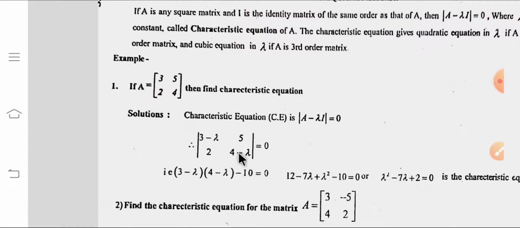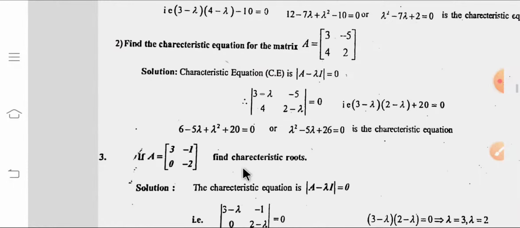Now this is the determinant expansion: (3 - lambda)(4 - lambda) - 5 times 2, which is 10. So the expansion comes: 3 times 4 is 12, next 3 plus 4 is 7, so 7 times minus lambda, minus 7 lambda, plus lambda times lambda, lambda squared, minus 10 equal to 0. Therefore lambda squared minus 7 lambda plus 2 equal to 0 is the characteristic equation.